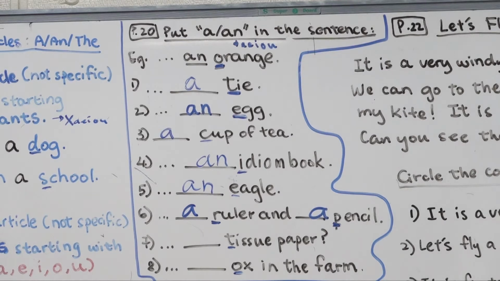Now let's go to question number 7. May I have blank tissue paper? Again, here we have tissue. Tissue starts with the letter T, which is a consonant. So we will say a tissue paper. Okay? A tissue paper. Alright?